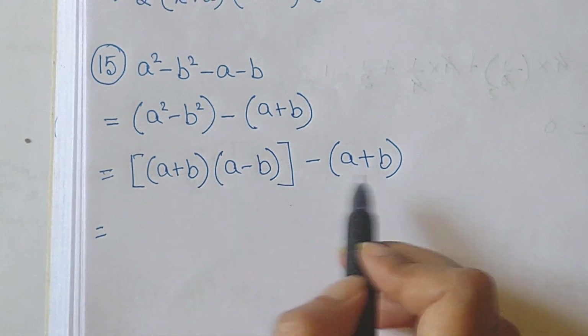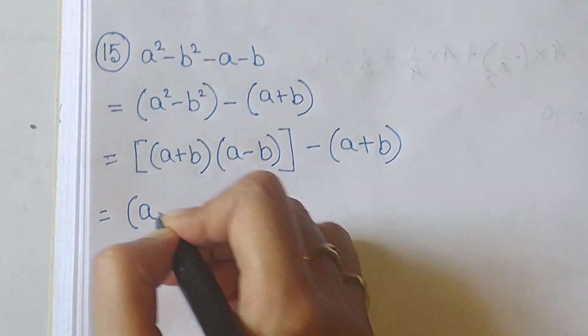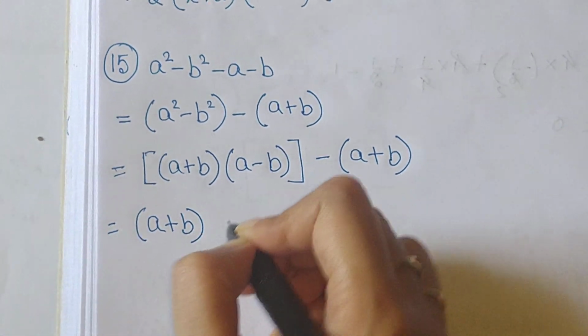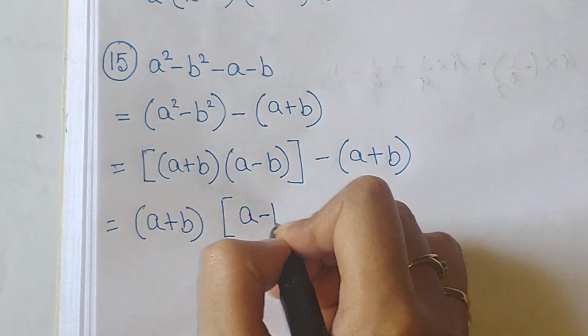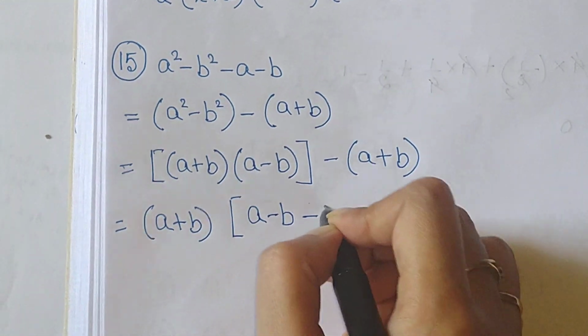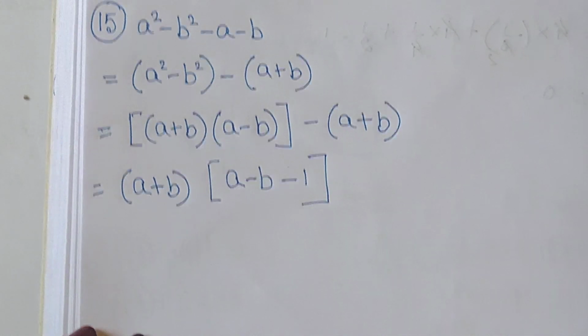Now I can take a plus b common from both the sides. So a plus b I will take common. So here I will be left with a minus b and minus 1 from here. So this is your answer.